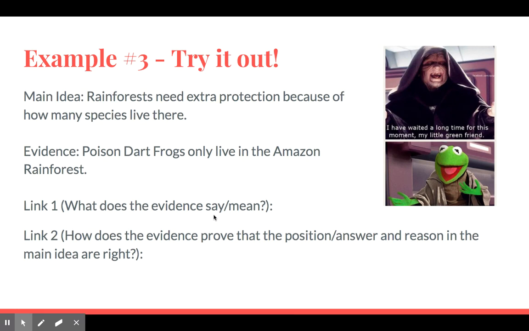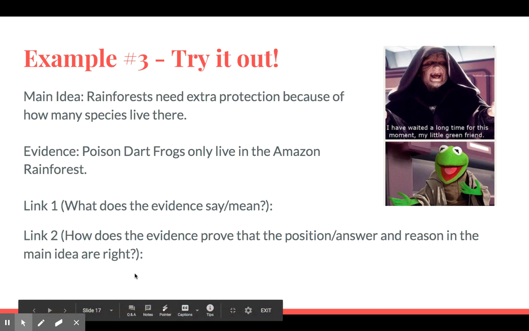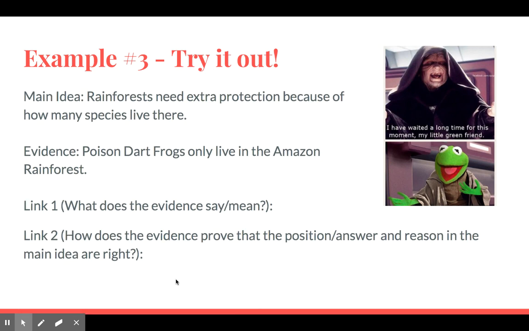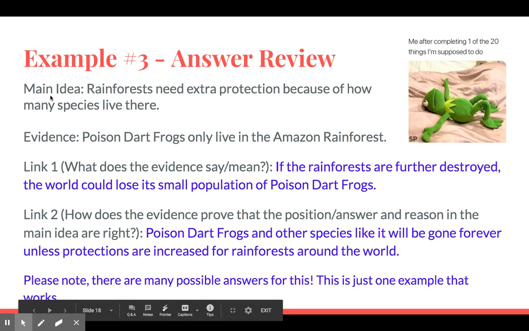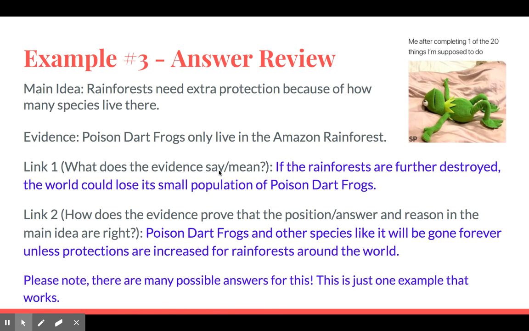What does the evidence say or mean? And then also, how does the evidence prove that the position or the answer and the reason in the main idea are right? Pause this video to write down your sample answers so we can check our understanding, and then press play when you're ready to see some sample responses. Okay, let's check this out.